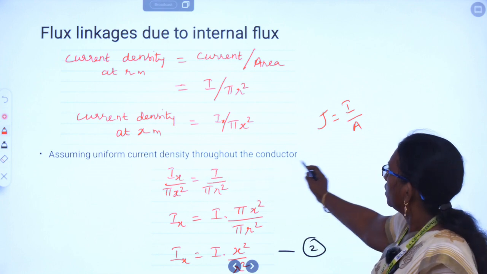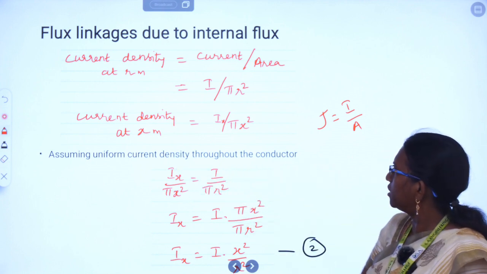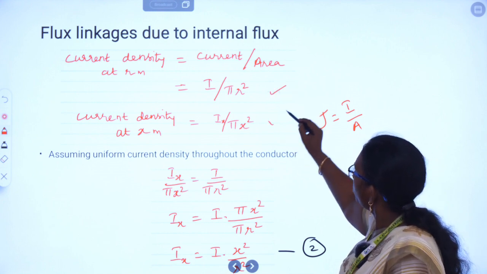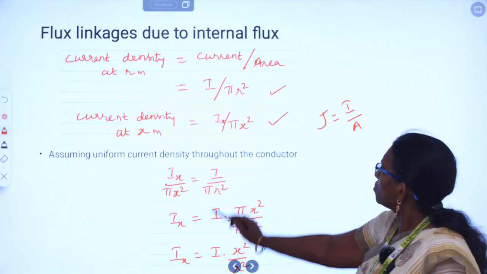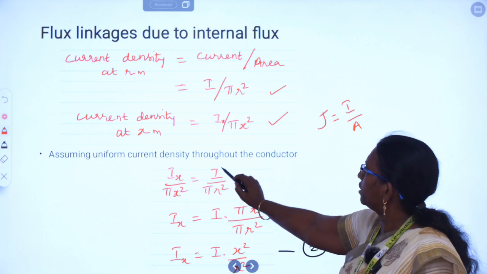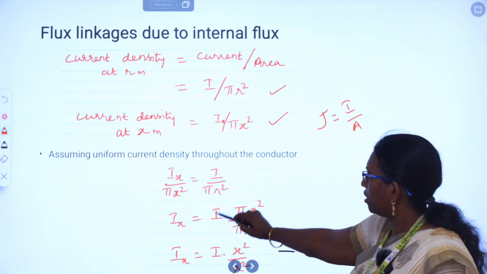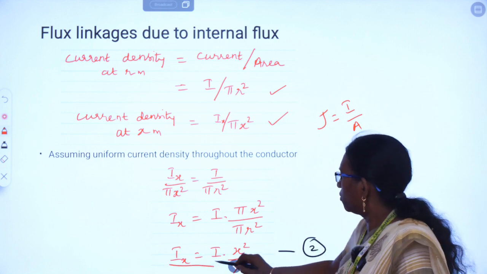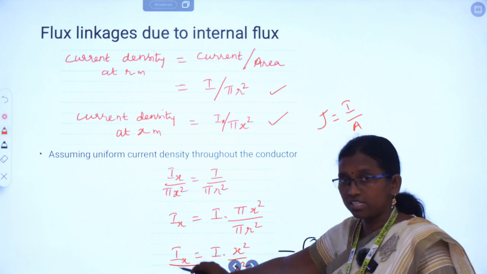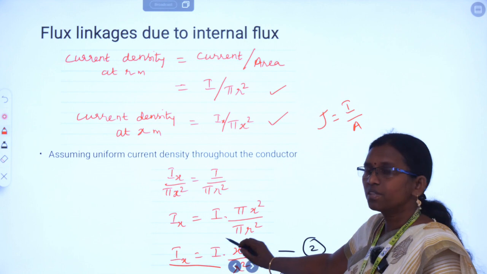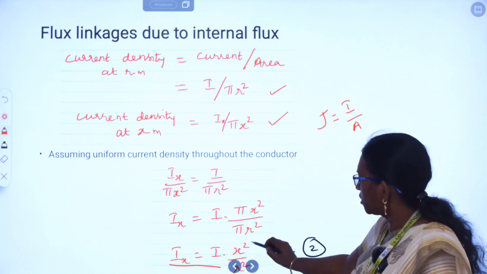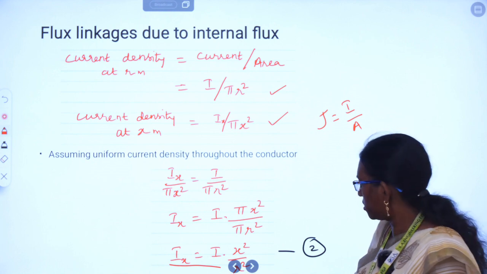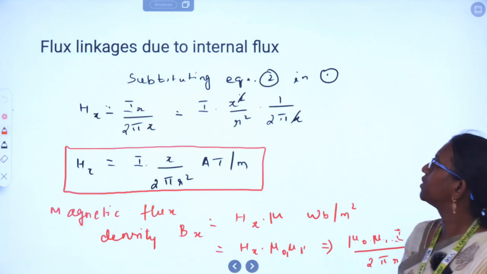And here, as we have assumed the current density to be uniform, we can equate these two equations. So Ix divided by pi x square and I divided by pi r square. From this we come to the conclusion that the current at a distance of x is nothing but the total current into x square divided by r square. Let us keep this as equation 2.